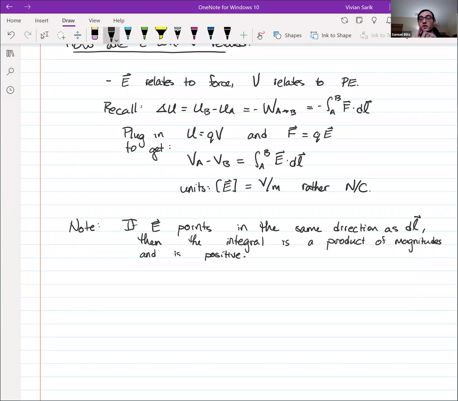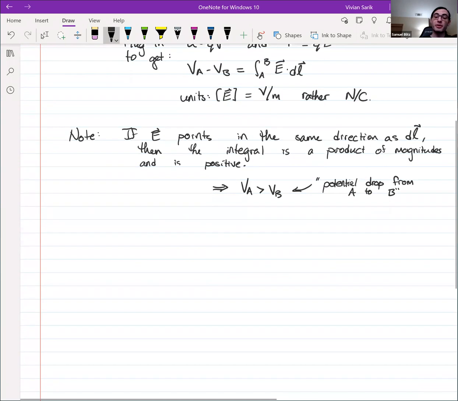Think of it this way. If you have two vectors and they point in the same direction, the dot product of those vectors is always positive. So if E points in the same direction as dl, then the dot product of E dot dl is always positive. And so if you do an integral of something that's always positive, you get something positive. And so what that implies, if the electric field points in the same direction as the path, is that VA is greater than VB. And so we might phrase this scenario as saying that there is a potential drop from A to B. So if you put a charge at position A and you let it go to position B, then the potential that it experiences decreases, it drops.